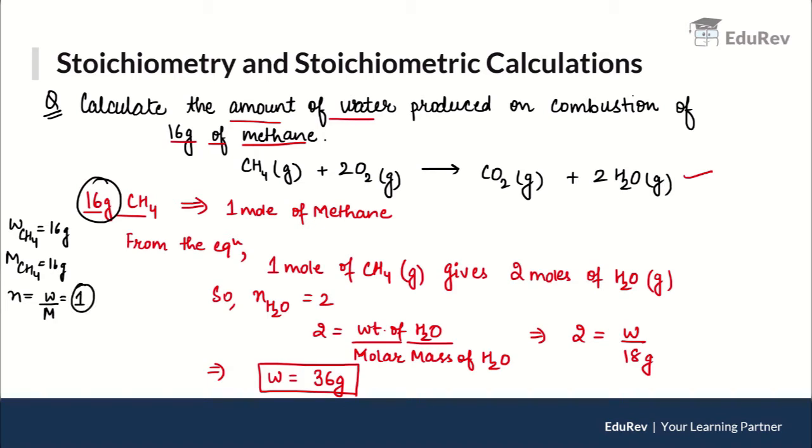So as you can see in the reaction, 1 mole of methane will give 2 moles of water. So the number of moles of water obtained is 2. So if you substitute in the formula that 2 equals weight of water divided by molar mass of water, the net answer that you will get is 36 grams of water. So this is how you will deal with stoichiometry related questions.